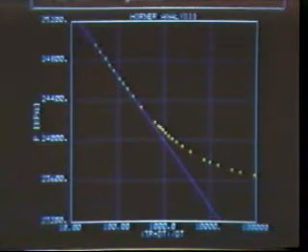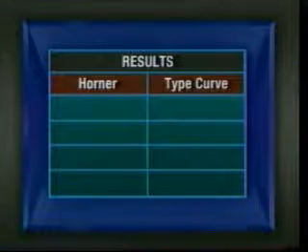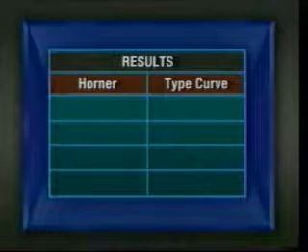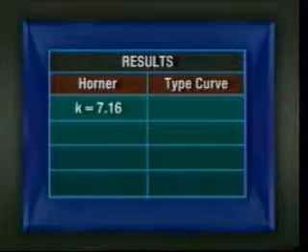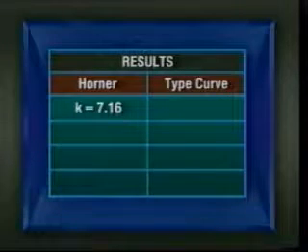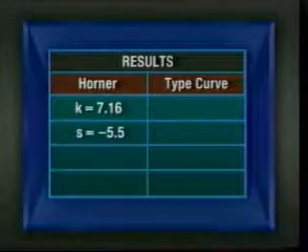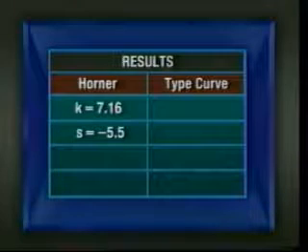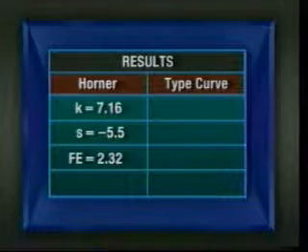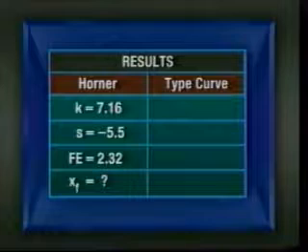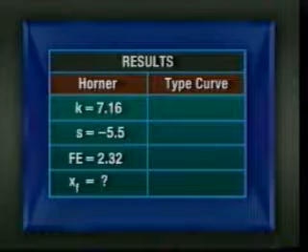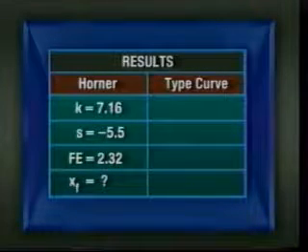We see the solutions obtained using the Horner analysis methods: an effective permeability of 7.16 millidarcies, a skin factor of -5.5, and a flow efficiency of 2.32. Note that we are unable to obtain a value of x sub f, the fracture half-length, using the Horner method.